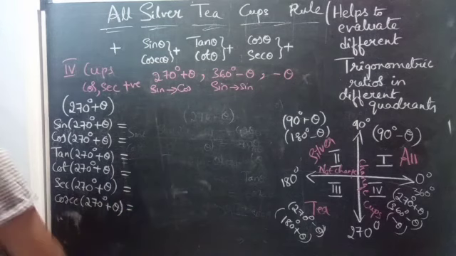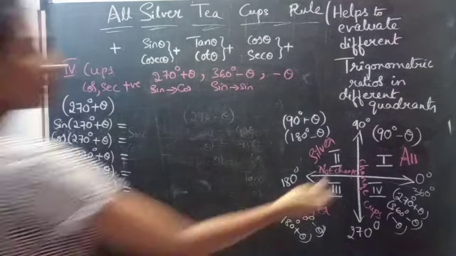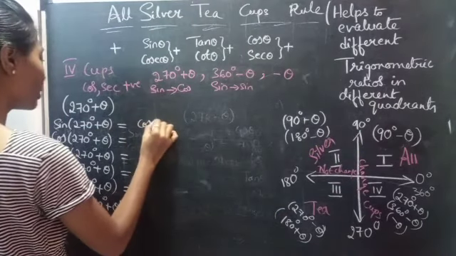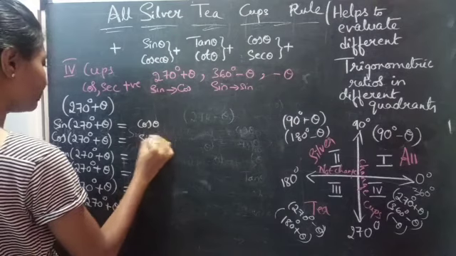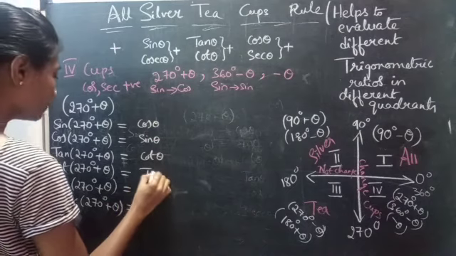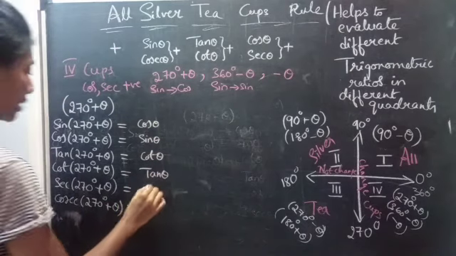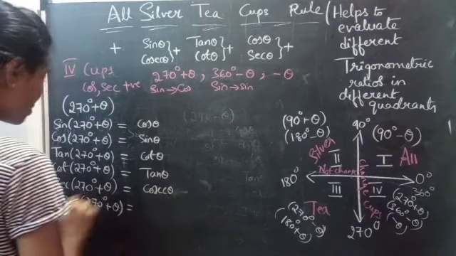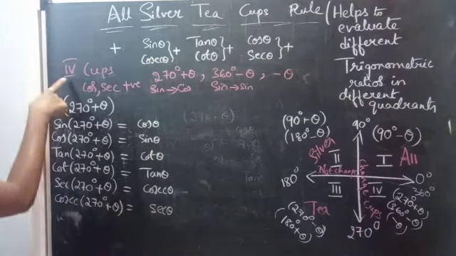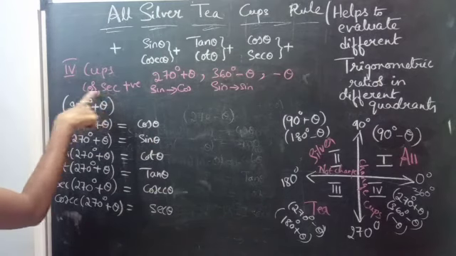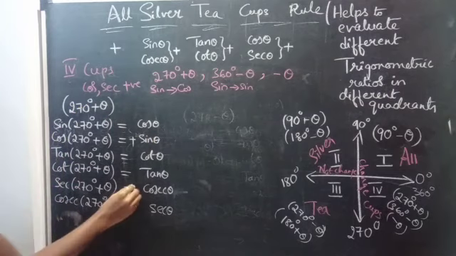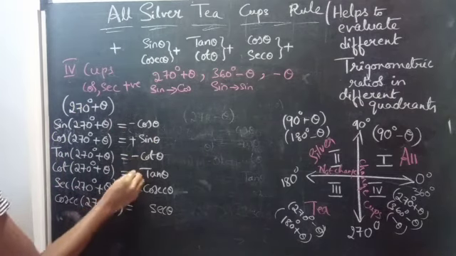Okay. So for 270 degrees, the trigonometric functions will change. Sine to cos, cos to sine, tan to cot, cot to tan, secant to cosecant, cosecant to secant. Okay. Signs depend on the quadrant rule, the fourth quadrant rule, that is, cos and secant are positive, and remaining are negative.